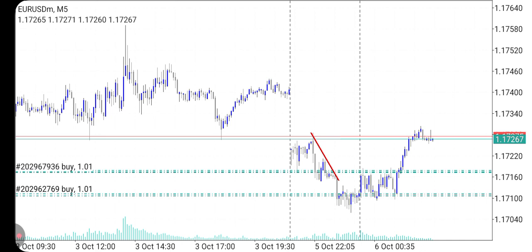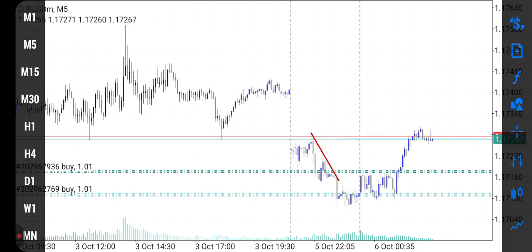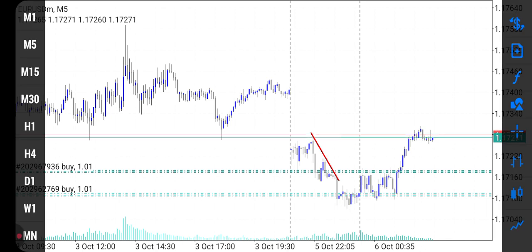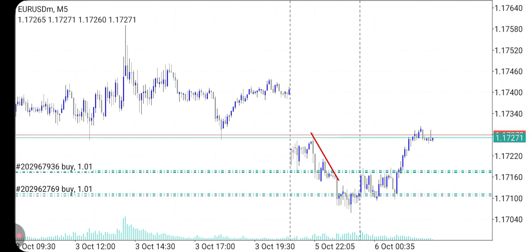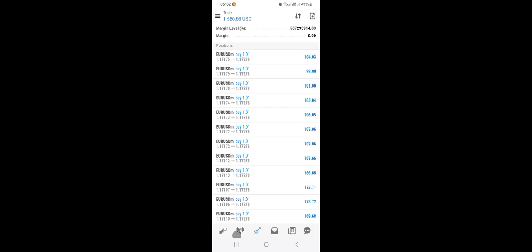I won't be going to other pairs because they didn't give me any opportunity, but every time in the morning I would like for you to look at what happened here so that you can be able to enter successful trades. As you can see, with this trade we were able to make around 1,500 US dollars, guys.